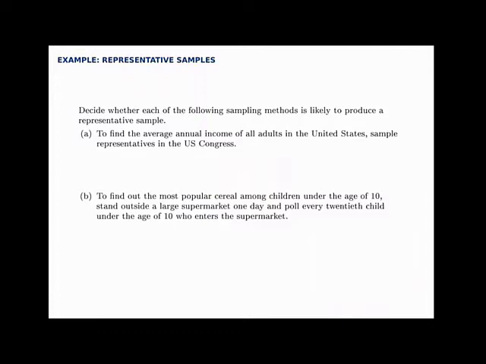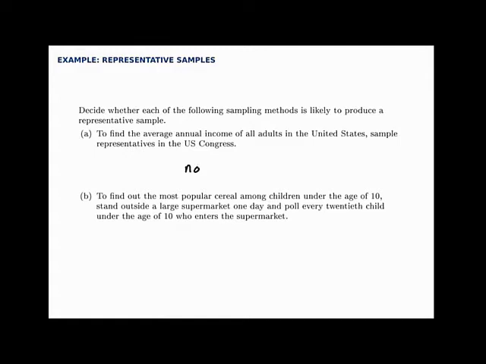It turns out this is not a very representative sample. First of all, the salary for representatives in Congress is set at a fixed number. And that number is relatively high compared to the average income for all adults in the United States. So it's not representative, because if you look at the whole population, there are some people who make very little and some people who make a lot. And in the Congress, there's a fixed value that's unlikely to be similar to the average value of all adults in the US. So it's not a very good representative sample. We would say, no, this is not representative.